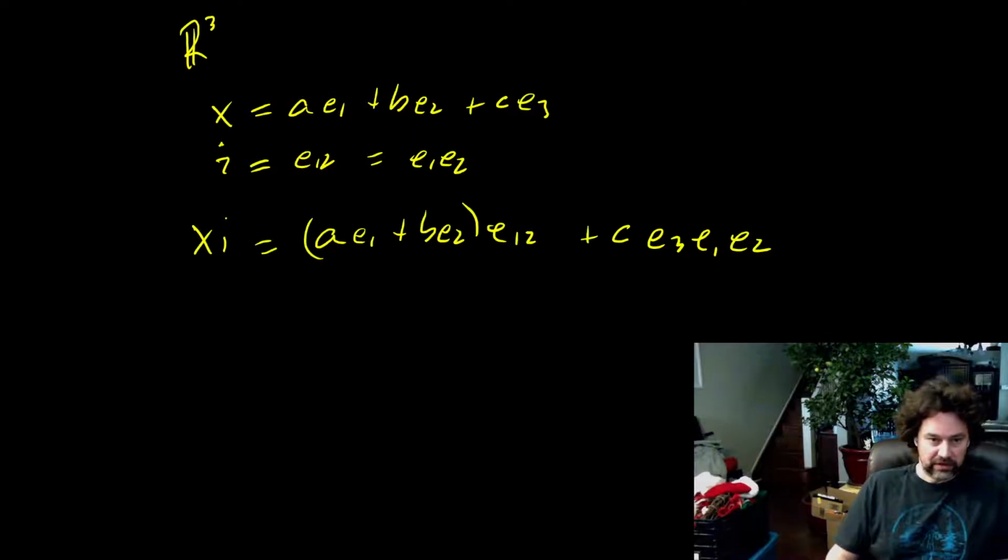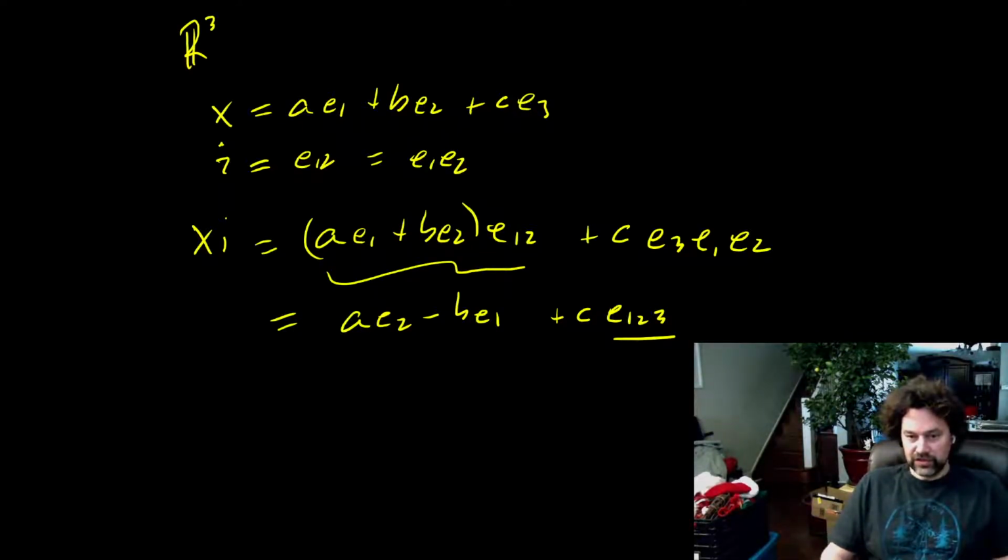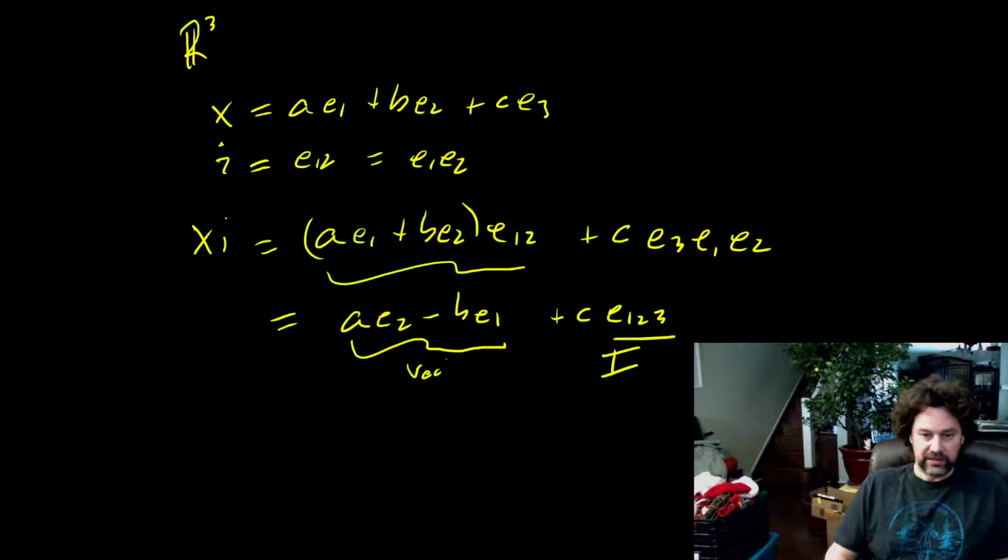We've already done this part. We can do it again just as quickly. E1 squared is 1, so this is A E2 minus B E1 plus C E1 E2 E3. This is a unit pseudoscalar for R3. We usually call that one I, and this is a vector that lies in the plane. It is a 1 vector. This is a 3 vector, or grade 3.